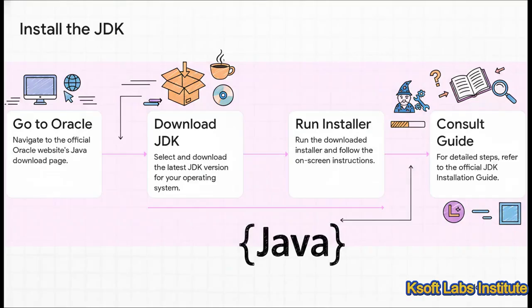The very first thing you need is the Java Development Kit, or JDK. This is the core set of tools from Oracle that lets you compile your Java code into that byte code we talked about earlier. As the slide says, you'll just head to the official Oracle website, find the JDK for your operating system, download it, and run the installer. And I really can't stress this enough. If you get stuck, always check the official installation guide. It is the ultimate source of truth.